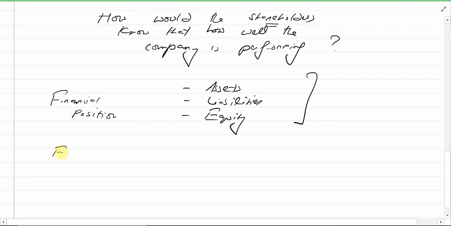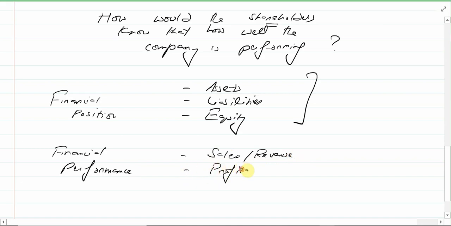Similarly, they need to know regarding the financial performance of the company. They need to know what the revenue or sales are, and what the profitability is, because they have invested in that company. So the shareholders are looking for the financial performance and financial position of the company. They need information regarding how much cash the company has, how much profit the company is making, everything.